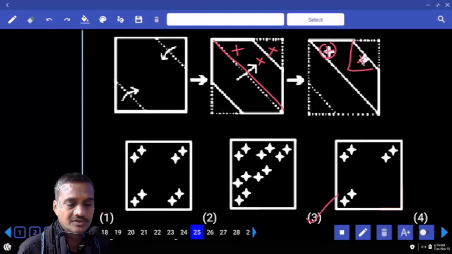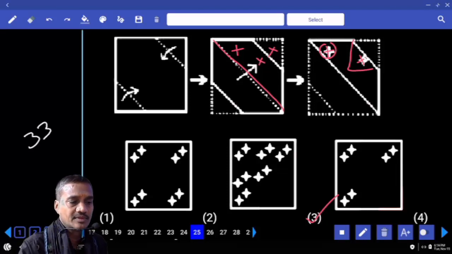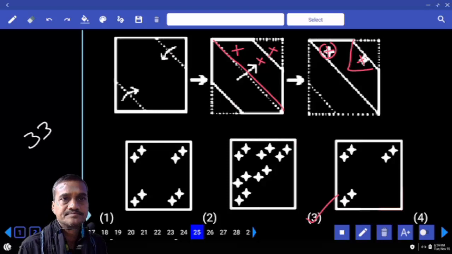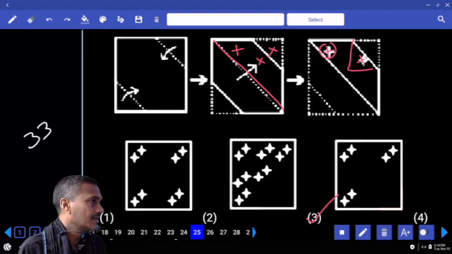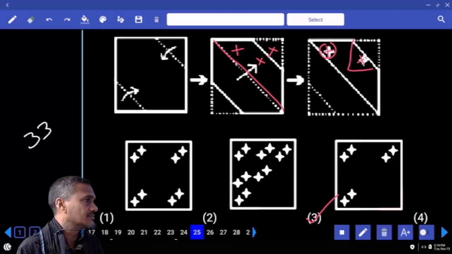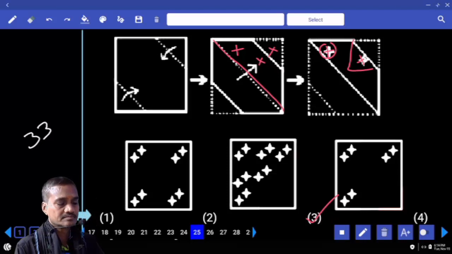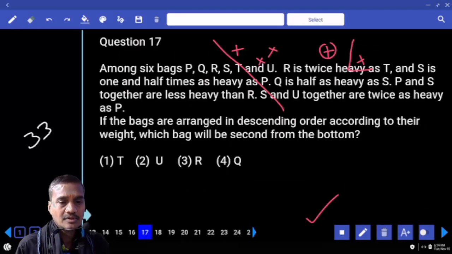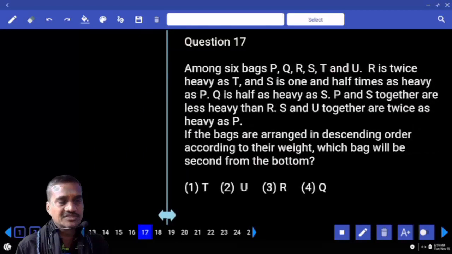Then now this is about paper number 33, SSC CGL. And next is quant. Any doubts in this one? Questions 1 to 25, any other doubts? Then question 17, how did we do it?